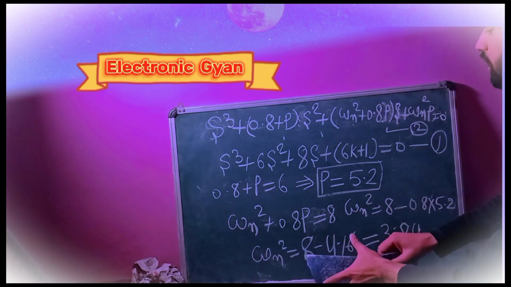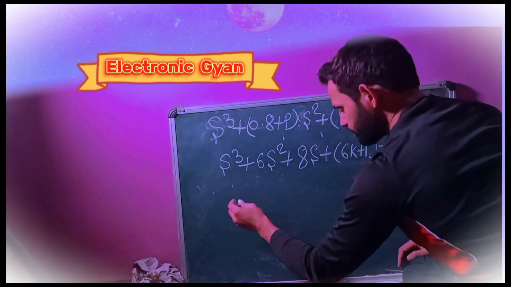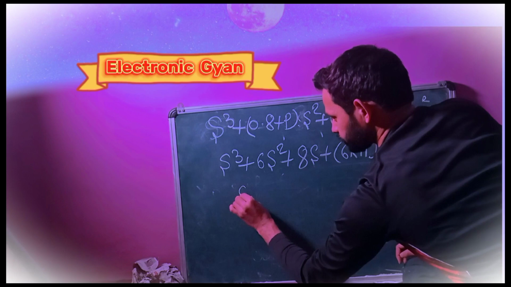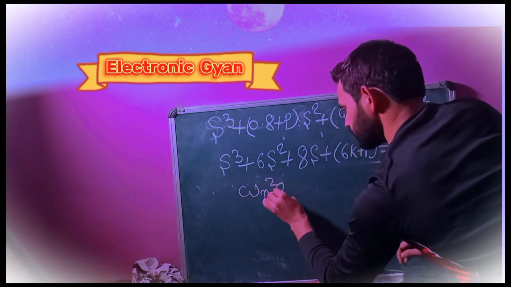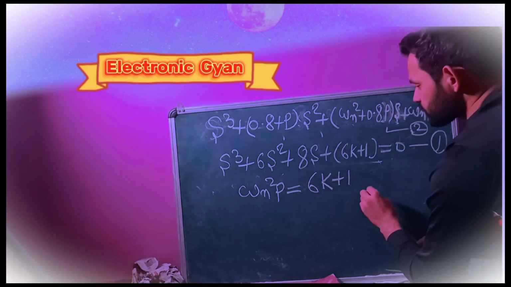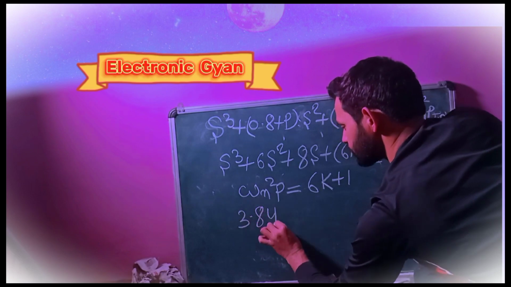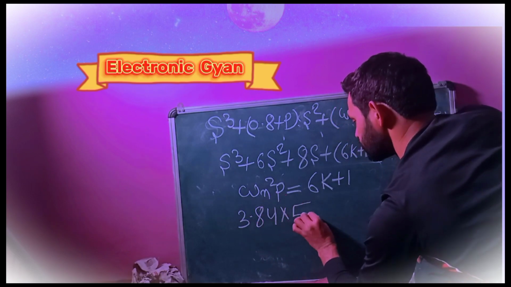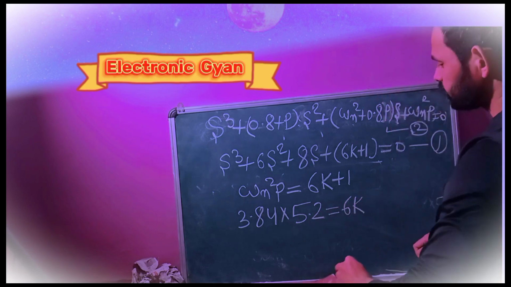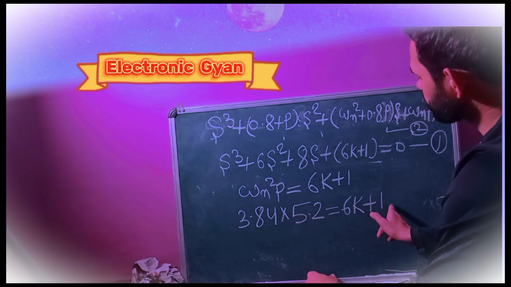Now I am going to rub this. If you want to note down, then note it down. Now we have obtained the value of p. Now we are going to compare the constant coefficient, which is omega n square p equal to 6k plus 1. Omega n square is nothing but 3.84 that we have obtained, and p as 5.2, is equal to 6k plus 1.